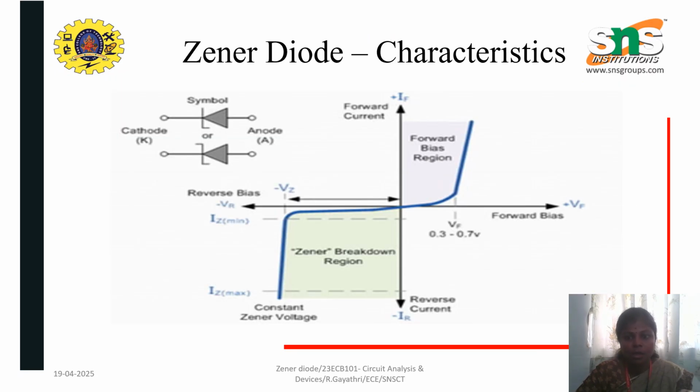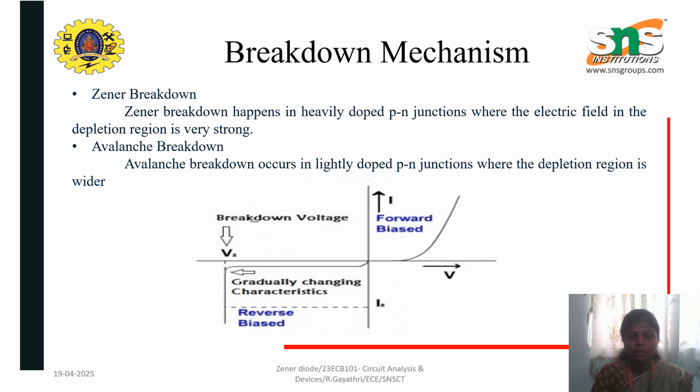Whereas in reverse bias condition, when the supply voltage is increased, after reaching the constant Zener voltage, that is the breakdown voltage, the voltage is made constant and the current increases. In reverse bias condition, this region is called the Zener breakdown region, and in forward biasing condition, this region is called the forward biasing region.